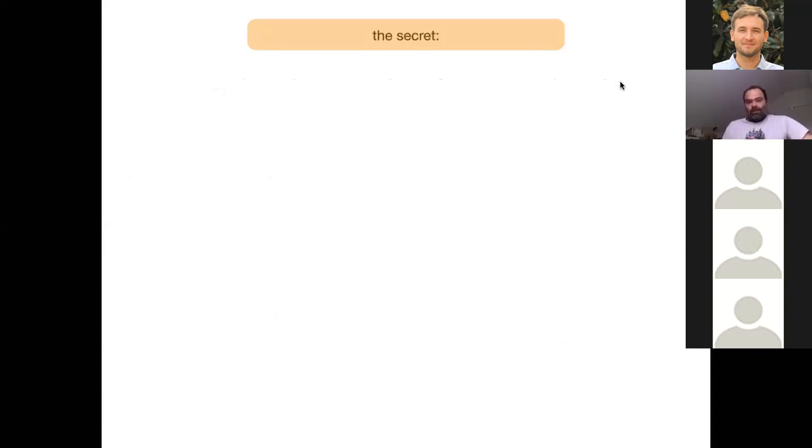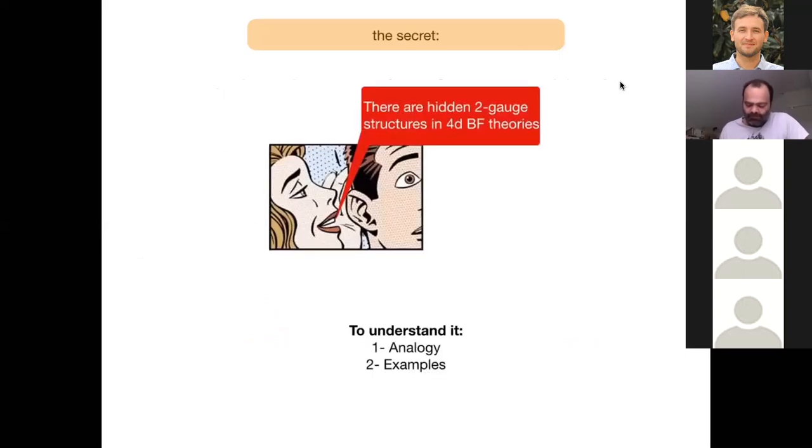So now it's time to tell you the secret. What is the secret? There are more two-gauge structures in 4D BF theories. To understand what's going on here, I want to do two things. First, I'm going to do some analogy. I'm going to go back to 3D, and then I'm going to discuss some specific examples in 4D.